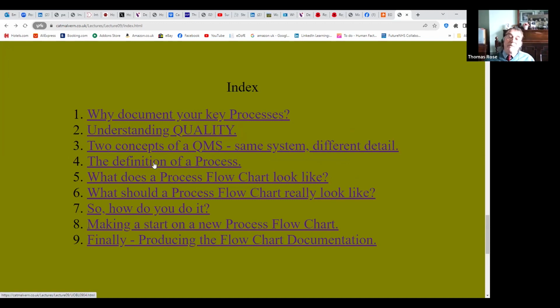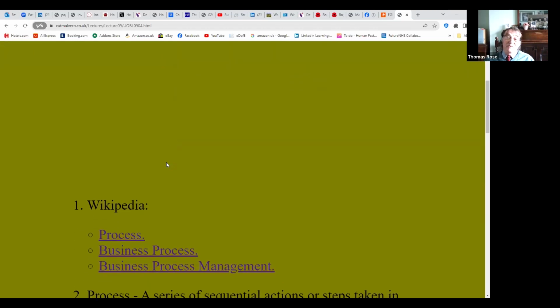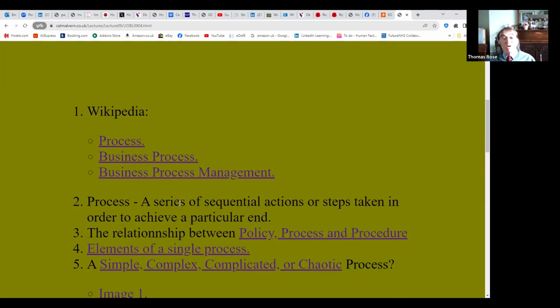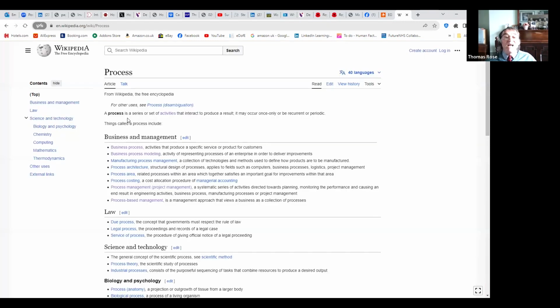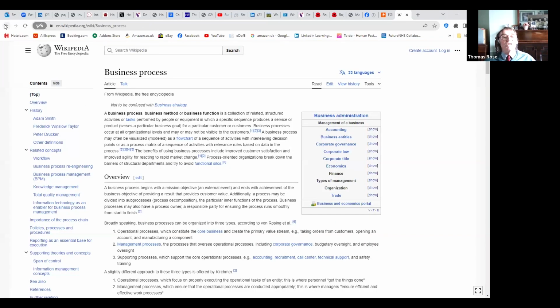So as I've said, the essence of a quality management system is process management. Whether you agree with me or not, I don't know. So what you've got to do is really understand process. A process is fairly simple. It's a series or set of activities that interact to produce a result. It's a set of activities, a set of tasks, a set of procedures. It doesn't matter what you call them. There's a whole set of things that sequentially go together to deliver something. And there are quite a few different definitions and terminology that you can use.